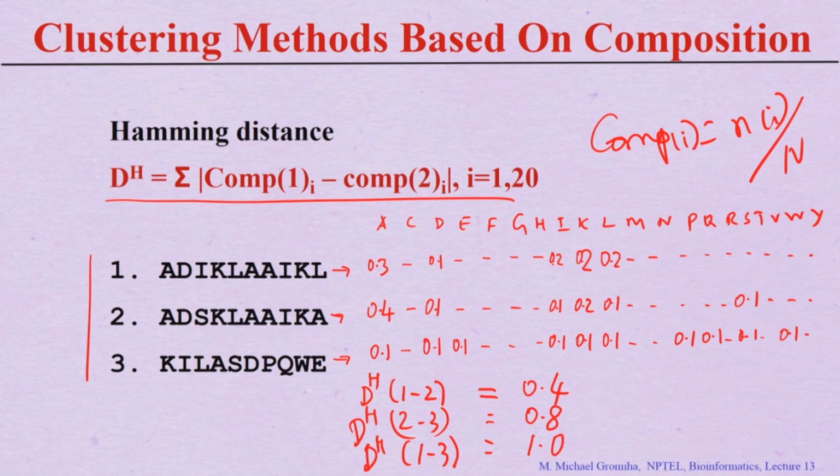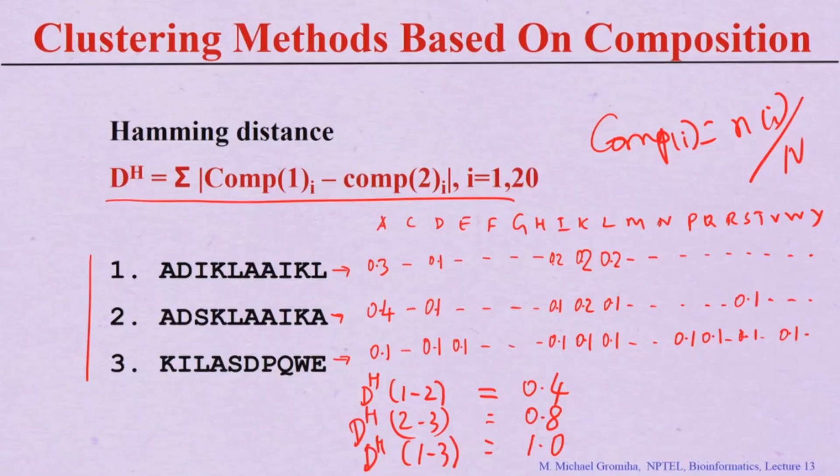We can calculate the Hamming distance between any pairs. Now, which 2 sequences are close to each other? 1 and 2 are close to each other, because the value is 0.4. If you have a specific threshold, for example a threshold of 0.5, then 1 and 2 are close to each other, so we take either 1 or 2, and then 3. You can make different clusters, and from each cluster we can take a representative, and finally you get a non-redundant set of sequences.